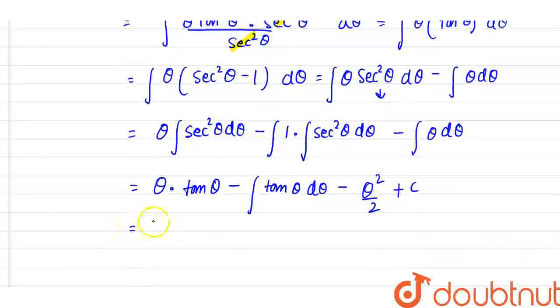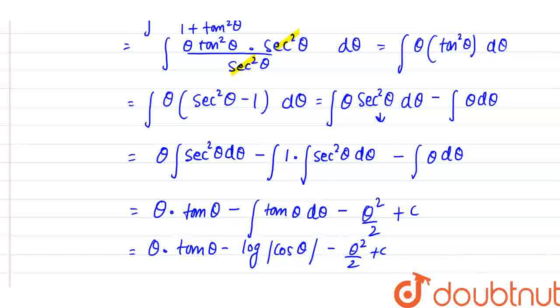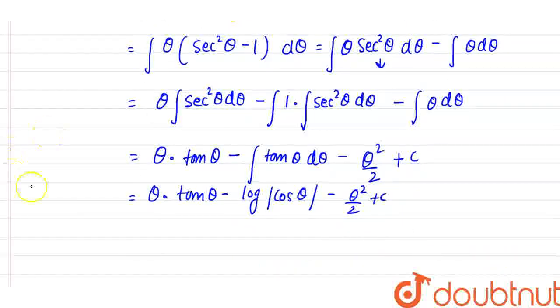So now it is equal to theta tan theta minus, we know that the integration of tan theta is log of secant theta, so the integration of tan theta d theta is equal to log of cos theta with a negative sign, minus theta square divided by 2 plus c. And we know that this theta is equal to tan inverse of x, right guys?